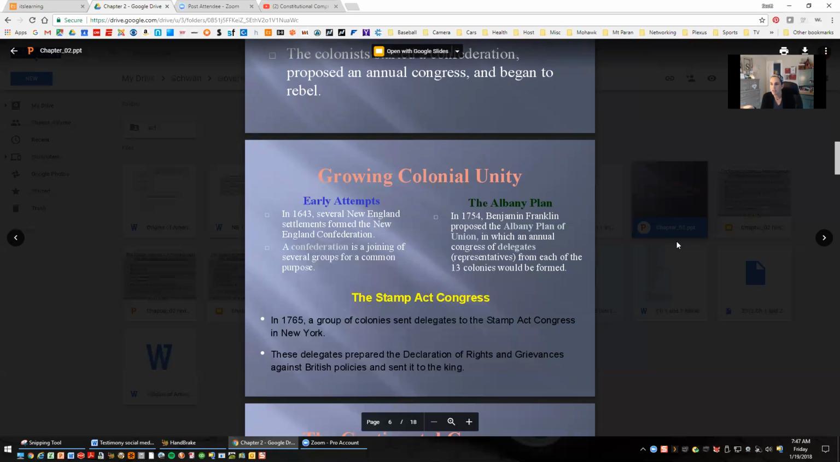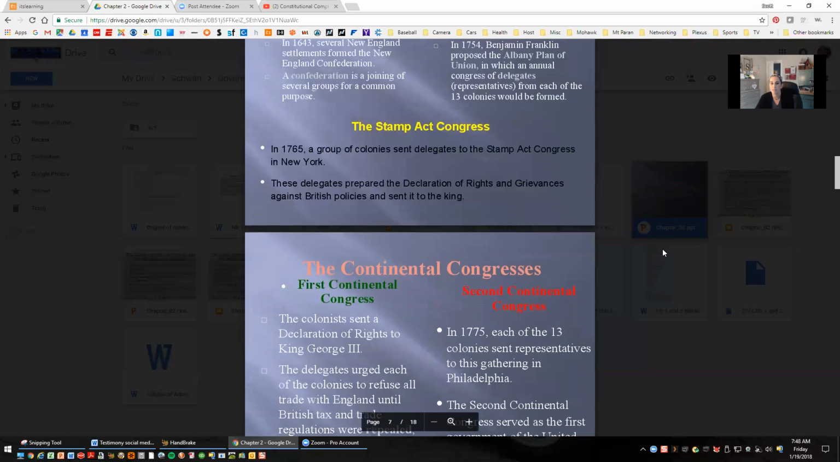That cry of no taxation without representation was birthed at this point. And it basically said, look, the taxes might be fair, but how are we to know unless we actually have a voice within Parliament? So allow us to have representation. The king said, sorry about your luck. It's a bit of a deal breaker. So the Stamp Act Congress did not bring to fruition everything that the colonists had hoped.